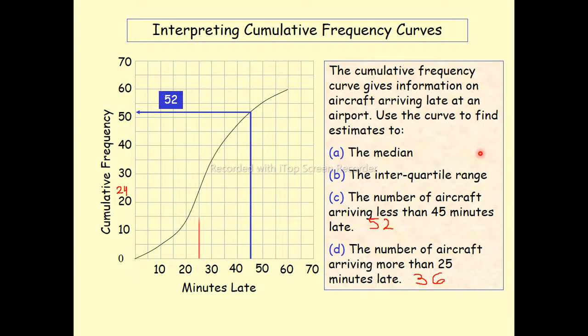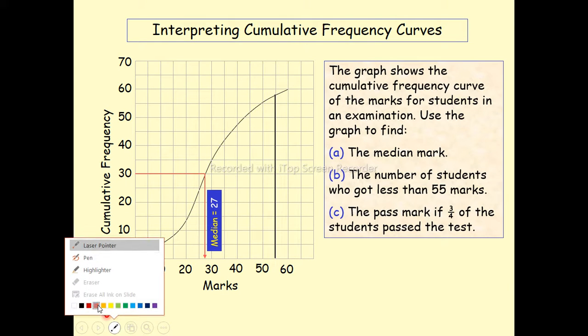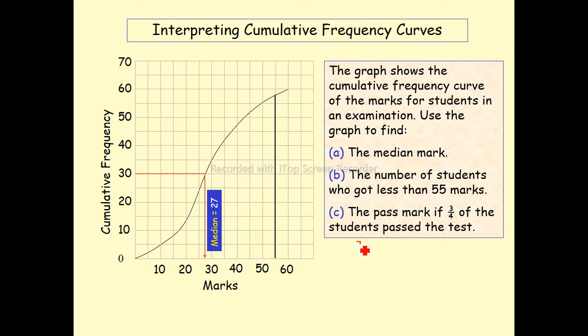So let's go back here. We want to determine the pass mark if 3/4 of the students pass the test. So 3/4 of the students is going to be, how many students do we have? 60 students in a class. What is 3/4 of 60? That's 3 over 4 times 60, which gives you 45.